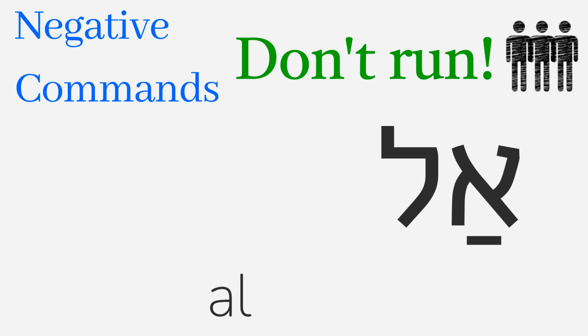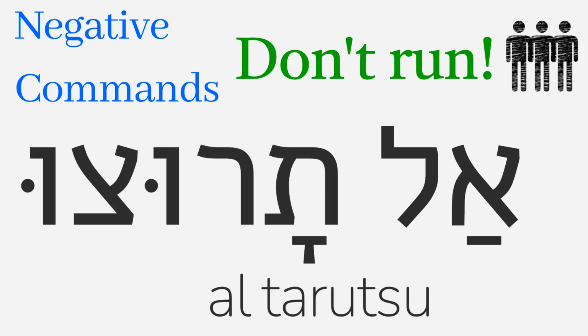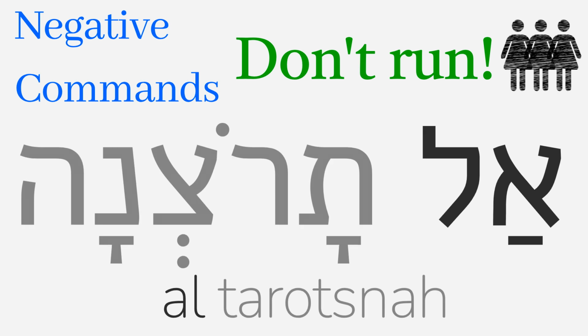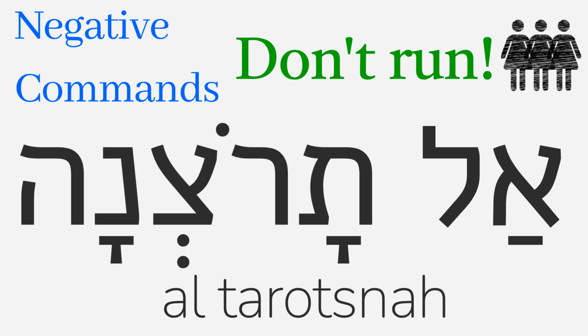For a masculine plural group, don't run will be al tarutsu, with the future tense in the form for the subject atem, you masculine plural. And for a feminine plural group, al tarutsna, with the future tense in the form for aten, you feminine plural.